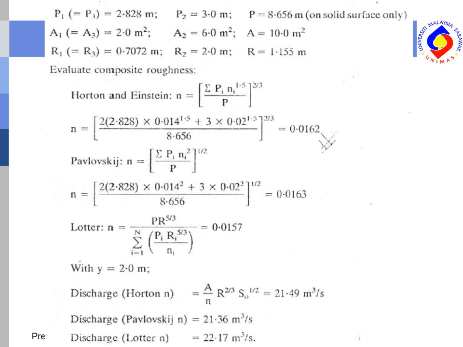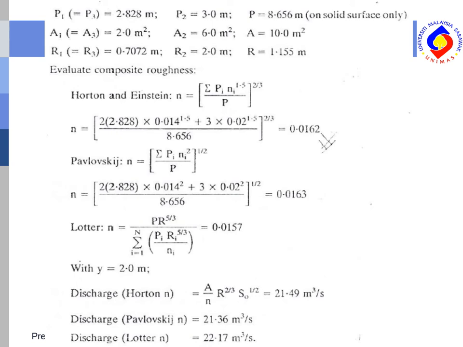Same case for the area. We need to find the area for the left side wall, which is equivalent to the area for the right side wall. So A1 will be equal to A3, equal to 2 meters squared, while the area which the channel bottom represents is A2. In this case, because the flow depth just now is 2 meter and the width of the bottom is 3, 3 multiplied by 2 will give you 6 meters squared. Total area will be 10 meters squared.